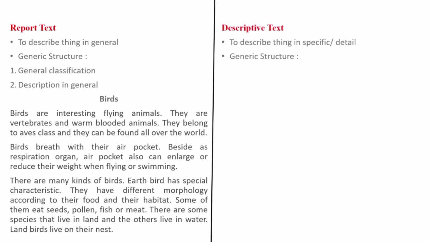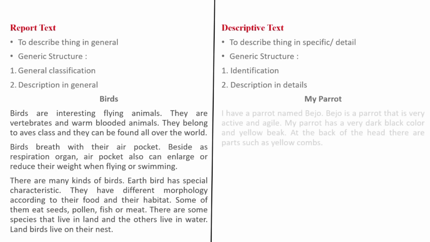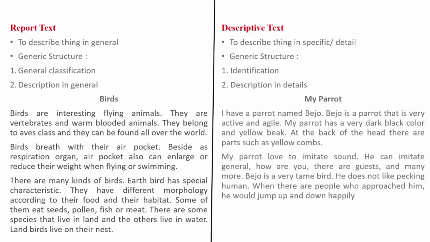Here we have the example of descriptive text. For generic structure, we have identification and description in details. So this is the difference between the report text and descriptive text. My parrot. My parrot is specific. This parrot belongs to me. So not another parrot, not another bird, but my parrot. I will describe my parrot named Joe. So this is specific. That's the difference between report text and descriptive text.